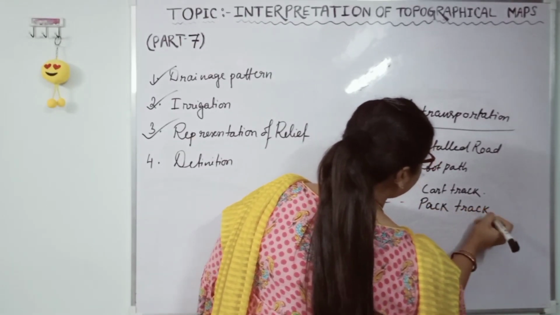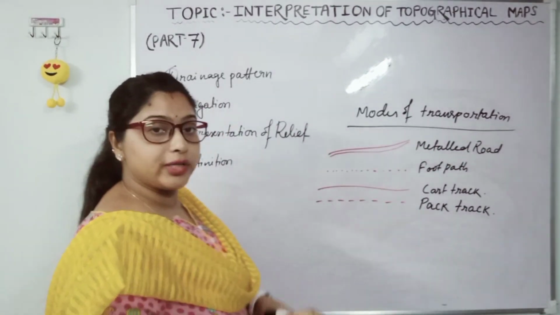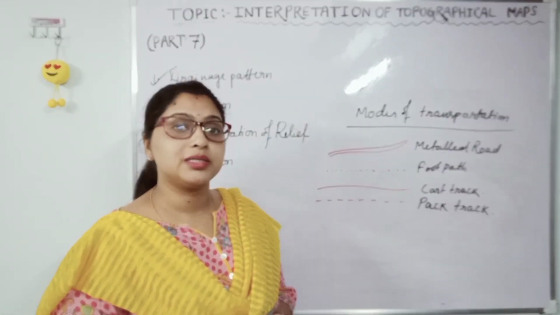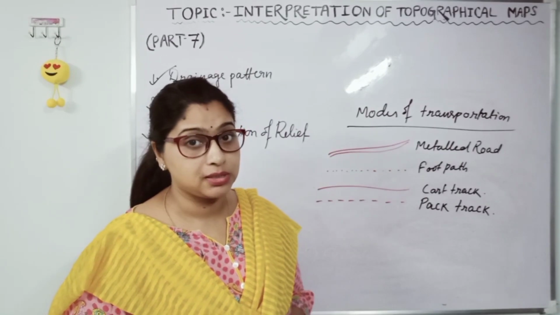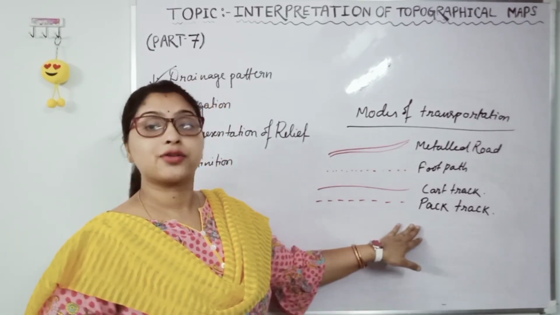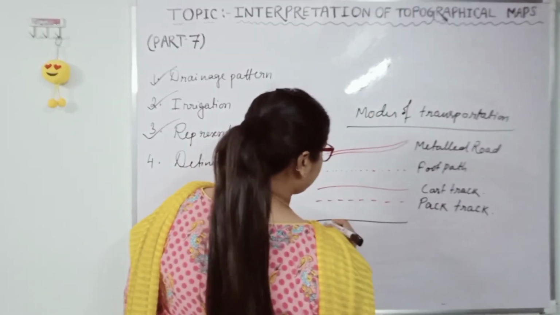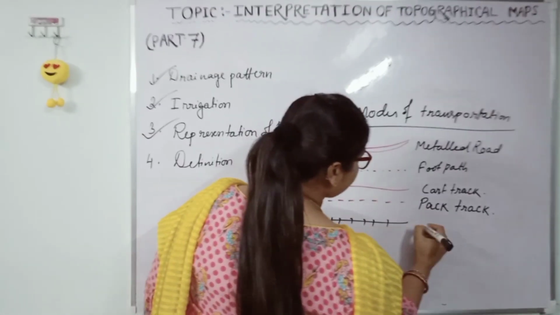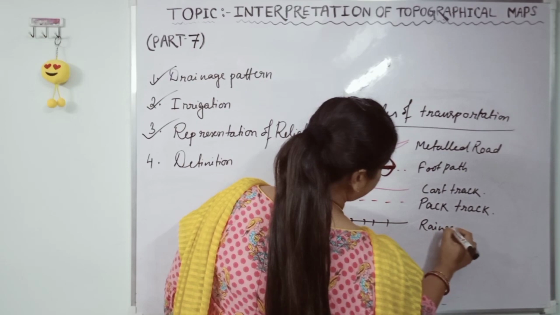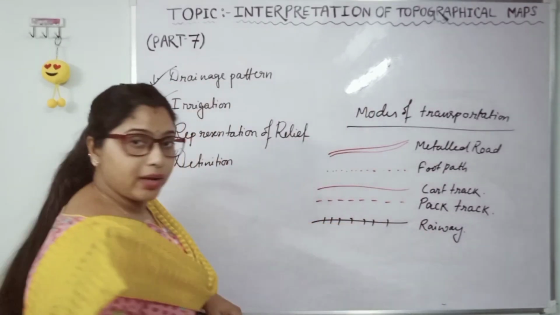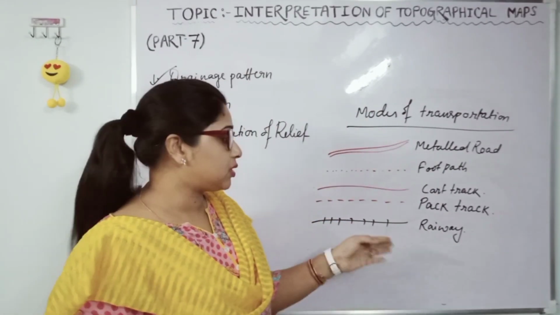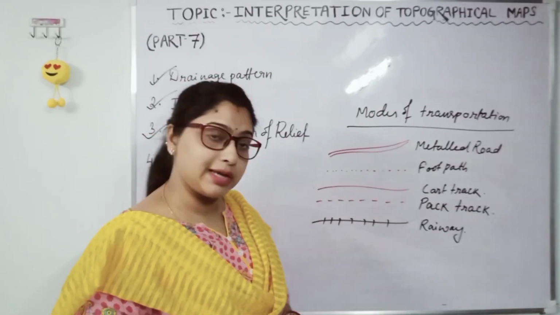What is pack track? It is used for the movement of animals. Okay, this is known as pack track. And one more transportation we can see is the railway. In the topo map you will see different gauges of railway.